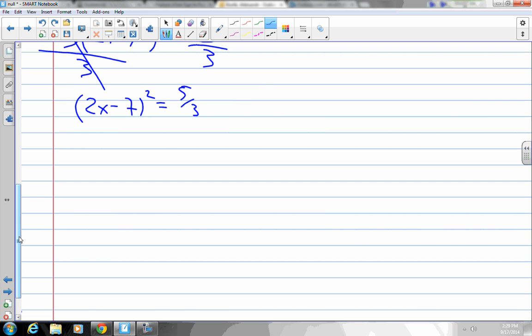What do we do now? I mean, it's ugly, but is that conceptually any different? Take the square root. So then it's 2x minus 7 equals plus or minus the square root of 5/3, right? Well, that's all kinds of politically incorrect to write square root of 5/3. Why? What's wrong with writing square root of 5/3?